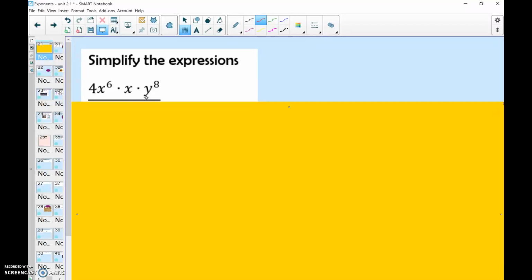Alright, so in the top one, we only have one coefficient, the 4. So I'm just going to rewrite it over here. We're not doing anything with it yet. If there was another coefficient, then I would have to multiply, but there isn't. I've got x to the 6th times x to the first. Think back to your notes, even look up at the top of your page. What do we do when we multiply exponents? If you're multiplying, you're really adding all of them up. So 6 plus 1 is x to the 7th. And then we've also got y to the 8th. Nothing's getting combined with that, so I'm just going to leave it where it is.